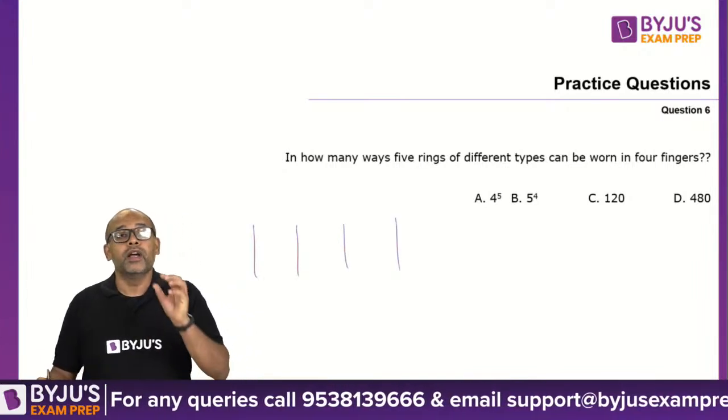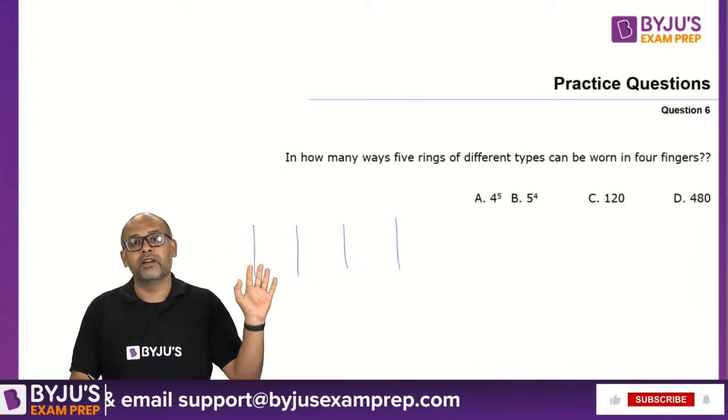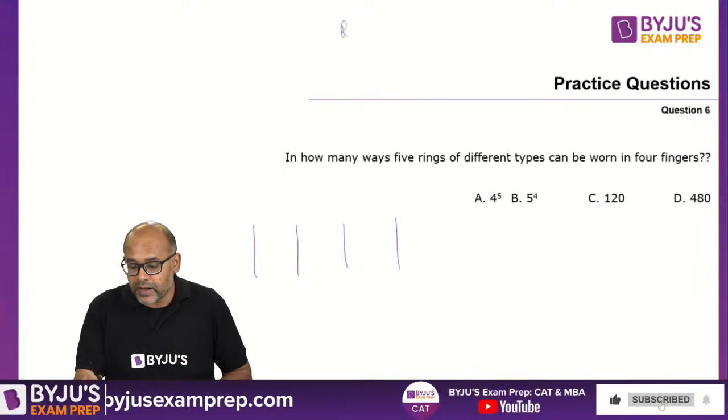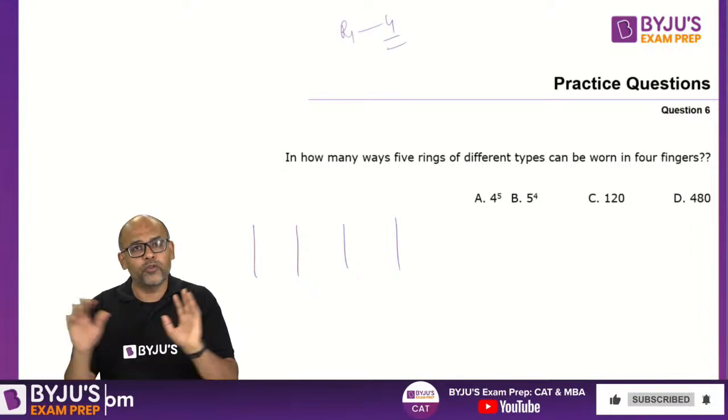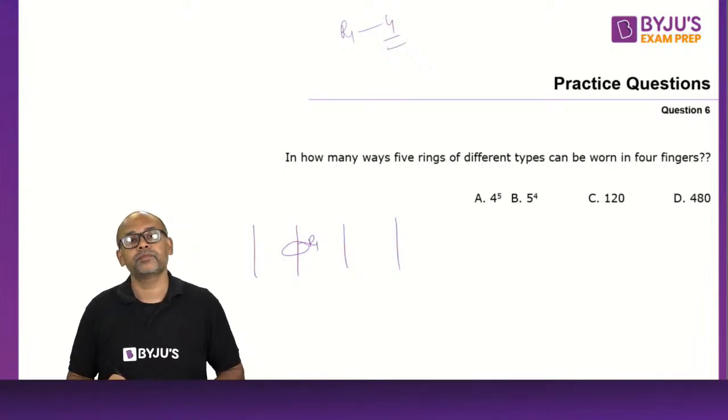4. Let's say I will take the first ring. The first ring can go anywhere. How many places are there? Ring 1 has 4 ways. Any of the 4 fingers, directly I'll put it. Let me say I'm putting it here. This is my ring 1.